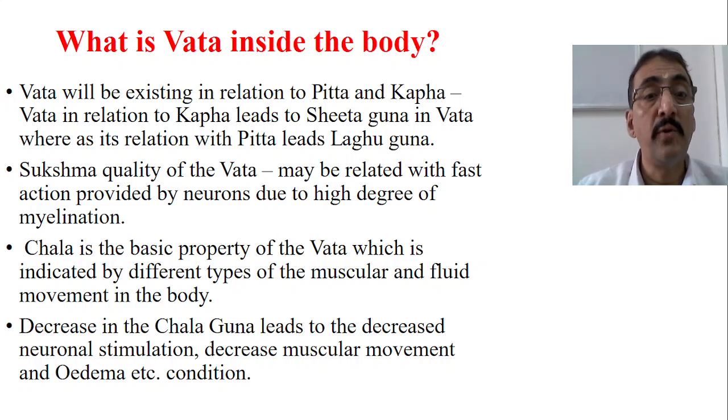Now, Chala is one more basic property of the Vata, which is indicated by the different types of muscular as well as fluid movements in the body. A decrease in the Chala Guna leads to decreased neuronal stimulation, decreased muscular movement and also edema and similar conditions that we witness, isn't it? Edema is actually because of the stagnation of the fluid. The fluid is not moving, therefore there will be edema. The movement is possible only by the Vata. So even for edema, basically the Vata is responsible, because the Chala Guna of the Vata is going to decrease.